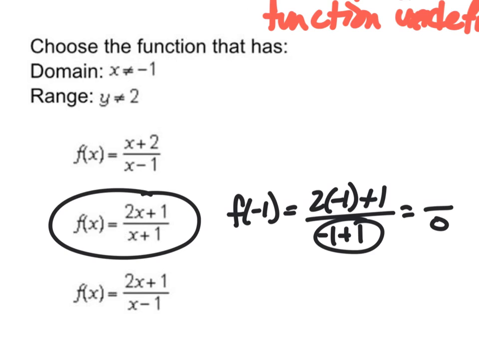Now the range is that y cannot equal 2, so I'm looking for a horizontal asymptote of y equals 2. Here I see I have a degree of 1 over 1. The degrees are the same, so the leading coefficients give 2 over 1, which is just 2. So in the range, you couldn't have 2.